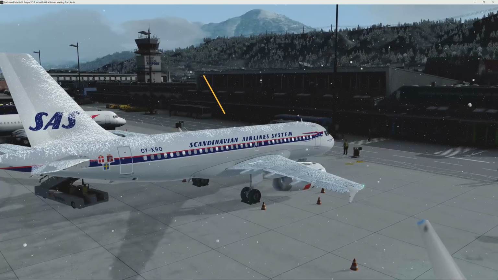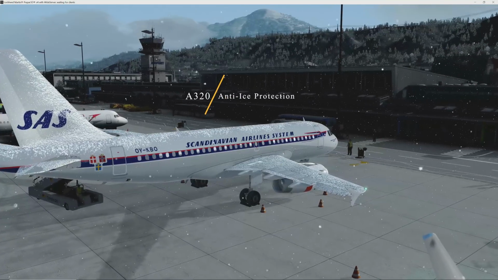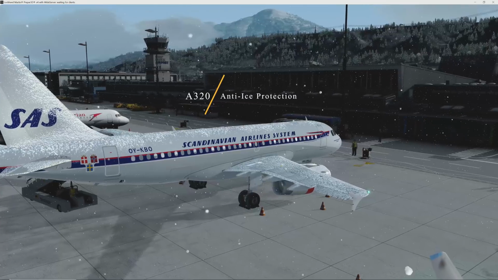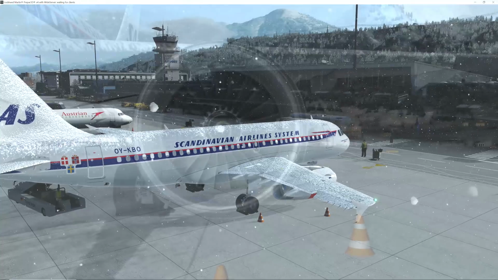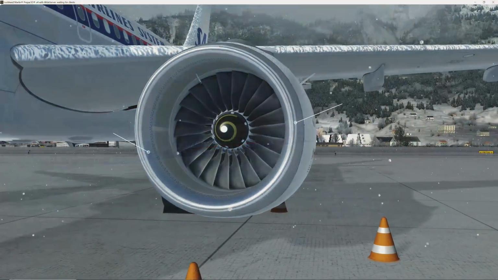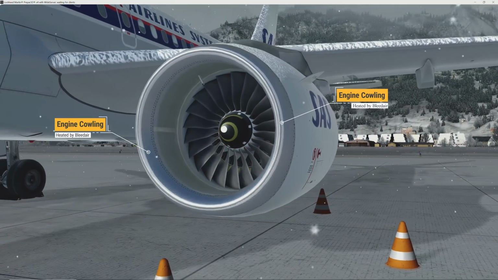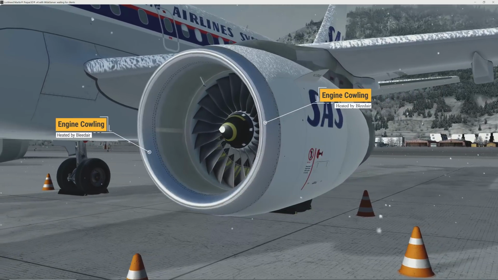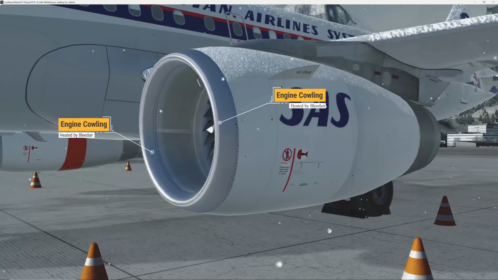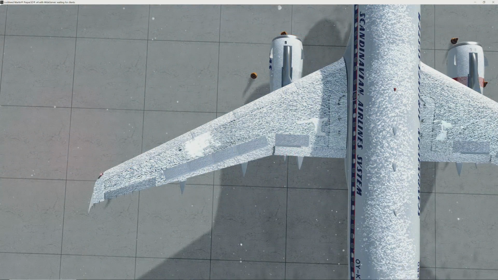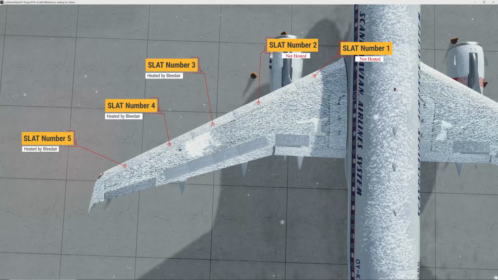In this one you'll learn everything you need to know about the de-icing and anti-icing equipment available to us in the A320. In particular, we'll have a look at how the engine anti-icing works. You can see that the engine cowling is being heated by bleed air. We will see how the wing anti-icing works, in particular the fact that only slats 3, 4 and 5 are being heated by bleed air, while slats 1 and 2 are not.